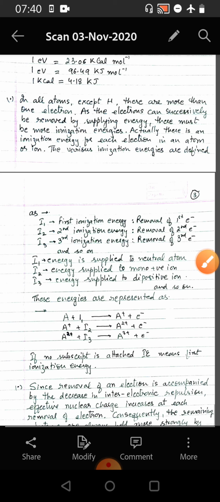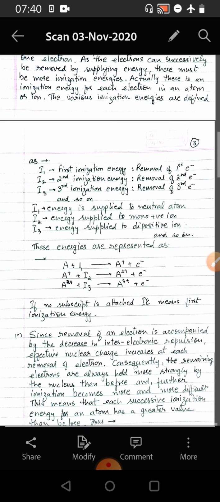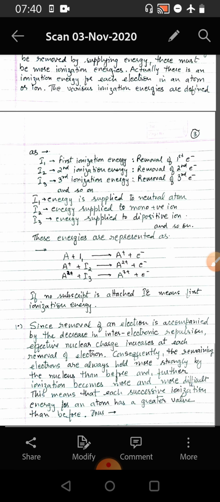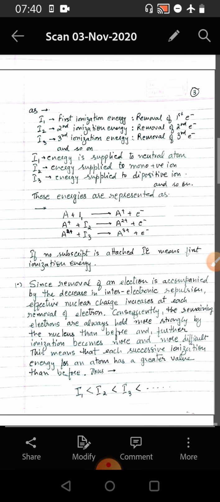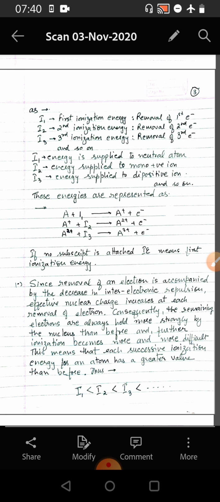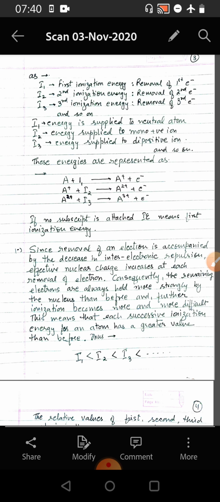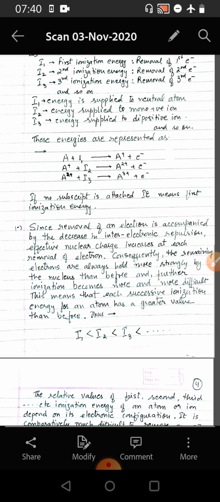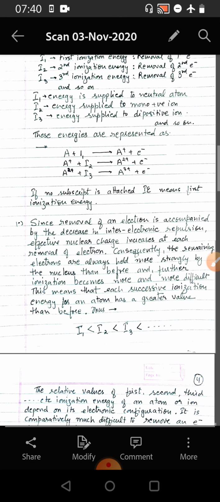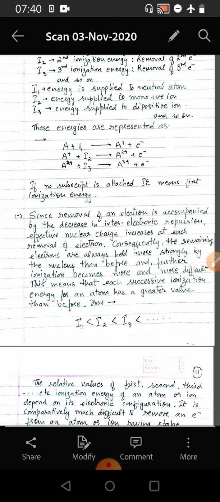In all atoms except hydrogen, there is more than 1 electron. As the electrons can successively be removed by supplying energy, there must be more ionization energies. Actually, there is an ionization energy for each electron in an atom or ion. The various ionization energies are defined as I1, first ionization energy for removal of first electron, I2, second ionization energy for removal of second electron, I3, third ionization energy for removal of third electron, and so on, where I1 is the energy supplied to a neutral atom, I2 is the energy supplied to a monopositive ion, and I3 is the energy supplied to a dipositive ion, and so on.